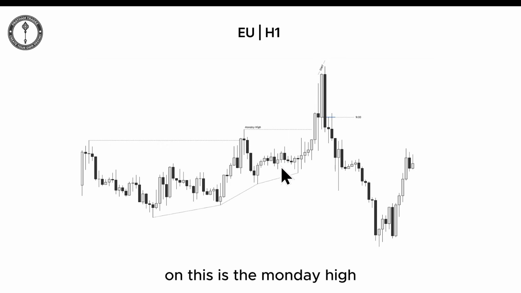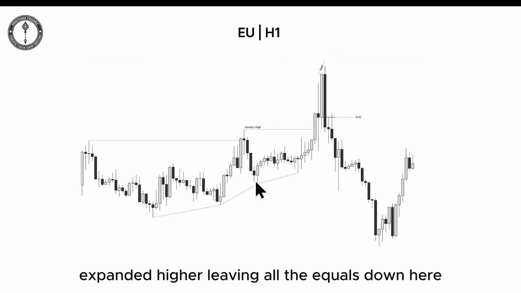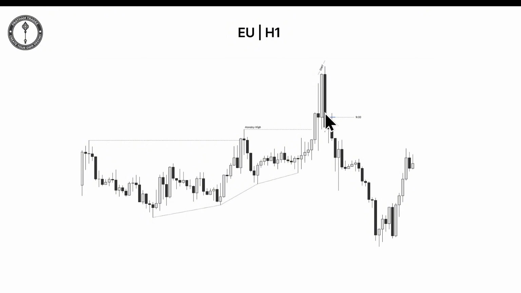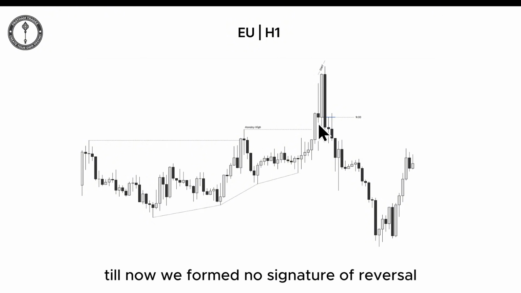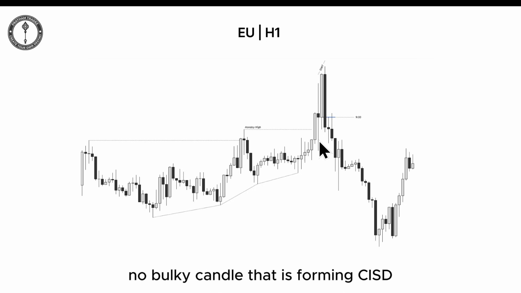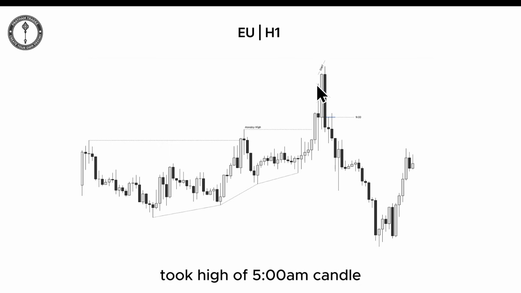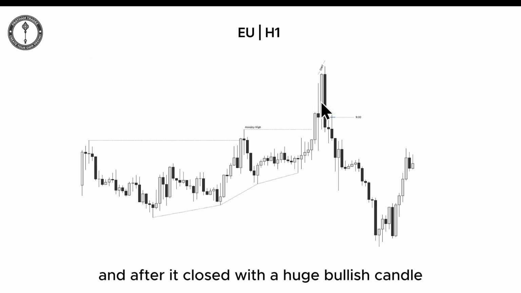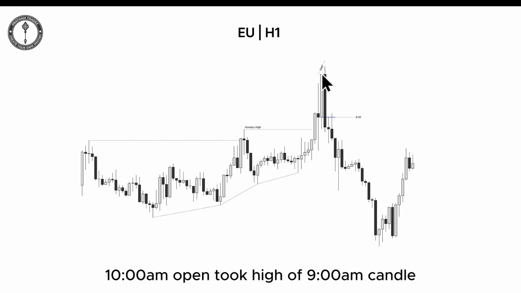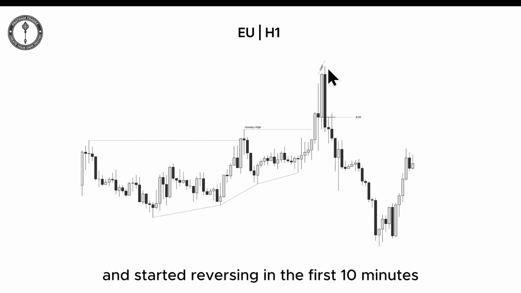This is the Monday high. On Tuesday, we consolidated, expanded higher, leaving all the equal lows down here. Till now, we formed no signature of reversal, no bulky candle that is forming CISD. 9 am opened, expanded higher, took the high of the 8 am candle, and after it closed with a huge bullish candle, 10 am opened, took the high of the 9 am candle, and started reversing in the first 10 minutes.